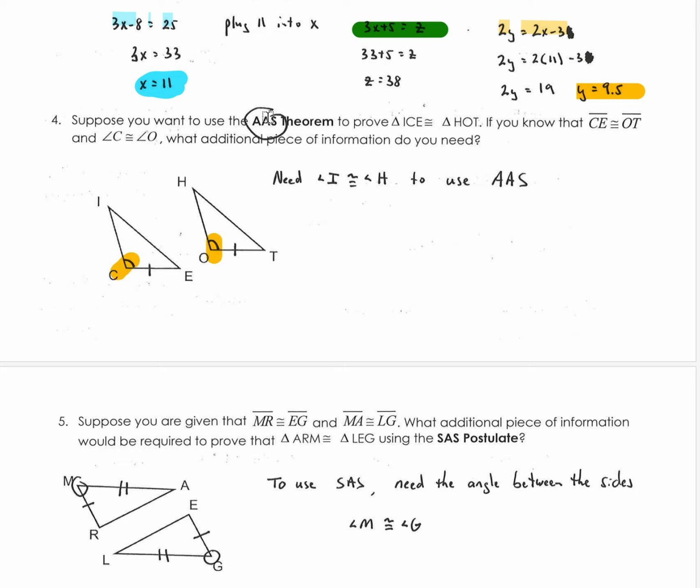And if you want to use angle side, remember angle side is having an angle, the next angle, and the next side. Well, I need that angle to be congruent to that angle. So if you knew angle I was congruent to angle H, then you'd have angle side, angle side.